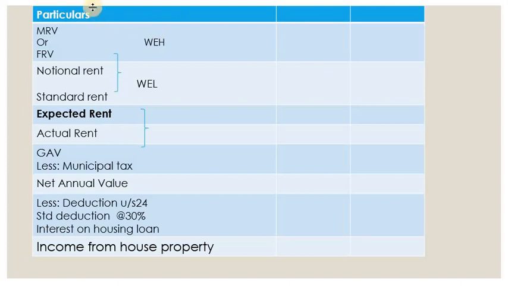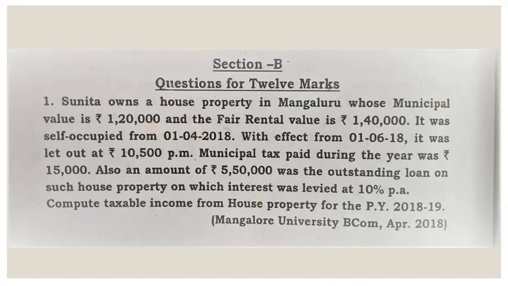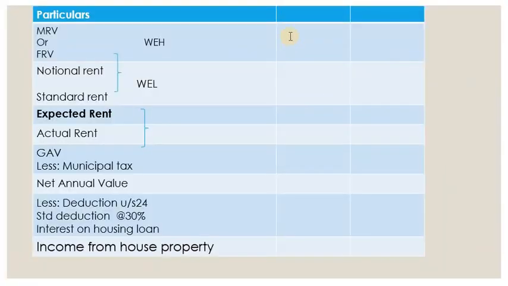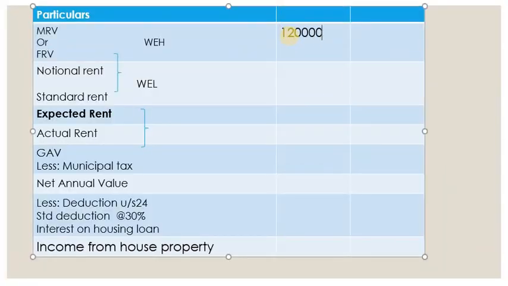You have to write down the heading: computation of income from house property. Particulars. So what is the GAV? Before GAV, we have to compare the different values. They have given the MRV, the municipal rental value. Go back to the problem. You will find it is 1,20,000, so write down 1,20,000. Or what is the fair rental value? 1,40,000. Whichever is higher will become the notional rent.